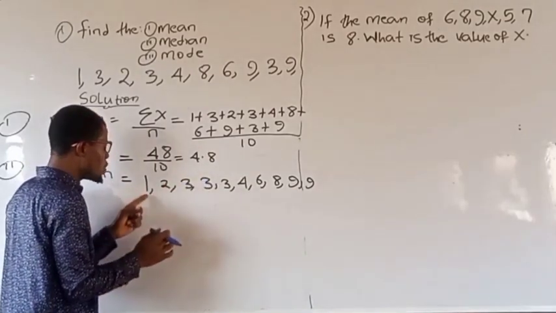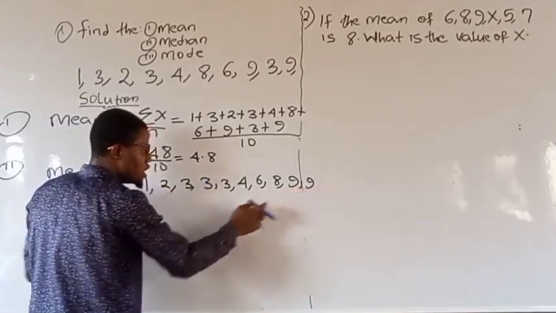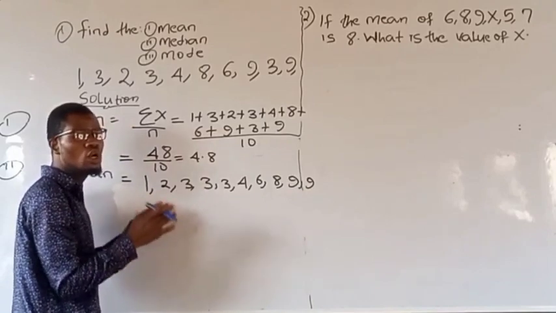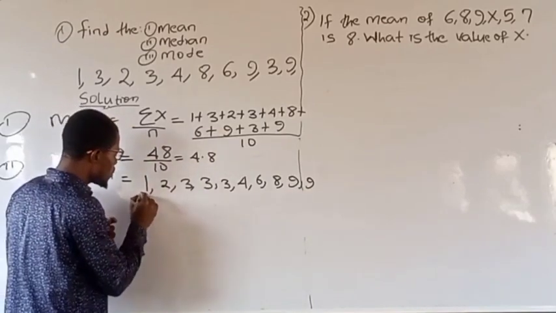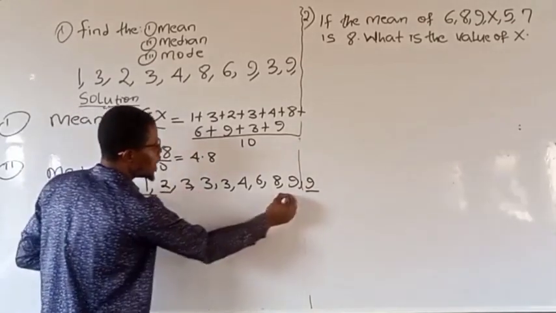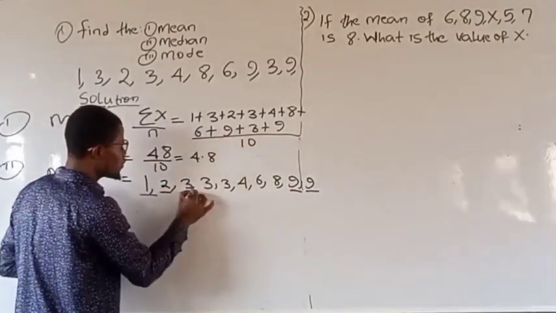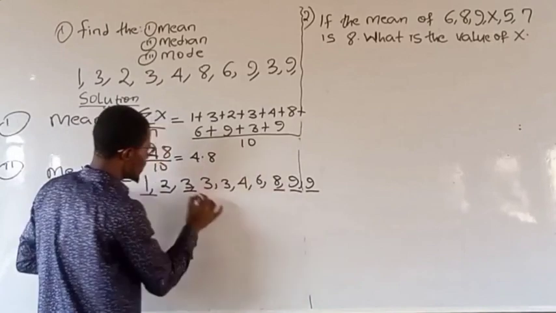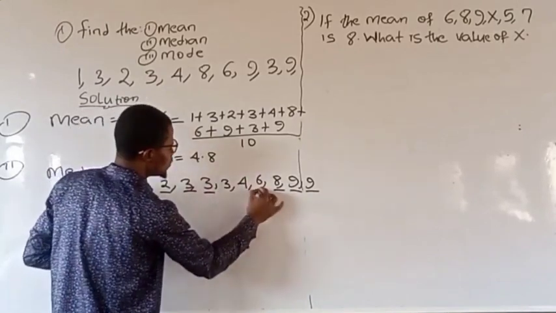That is, you pick from here and you also match it to the last number here till you get to the middle number. So here, 1 matches with 9, then 2 matches with 9 again, then 3 matches with 8, and 3 again matches with 6.